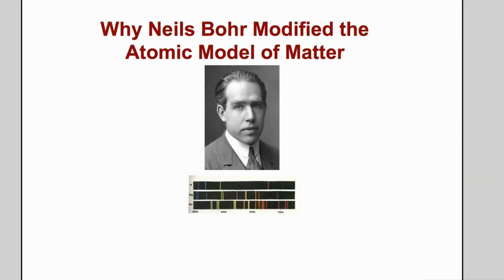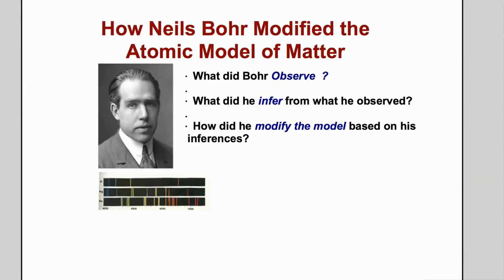Okay, this video is going to share the story of why Niels Bohr in the early 1900s decided to modify Rutherford's atomic model of matter. Now, as you watch this video, I want you to be careful to pay attention to the right things. We want to watch carefully: what did Bohr observe? From what he observed, what did he infer? And from his inferences, how did he modify Rutherford's model? That's the chain of logic that we want to pay attention to.